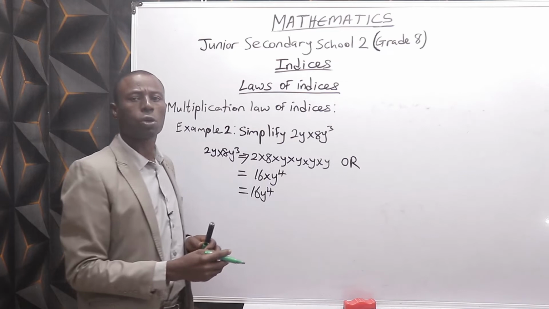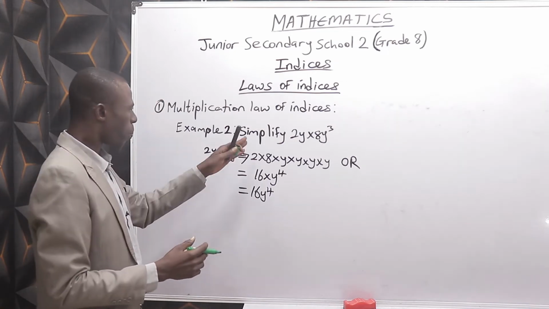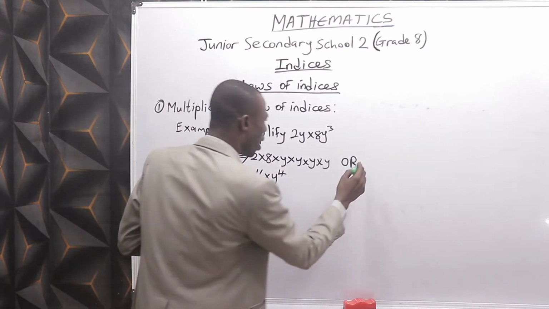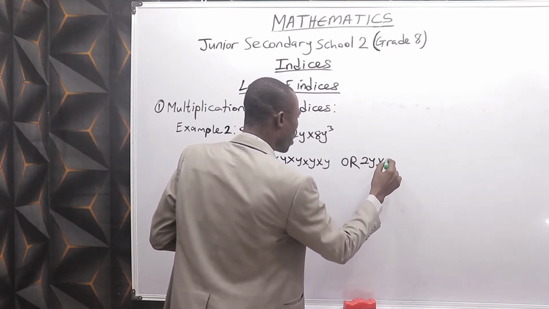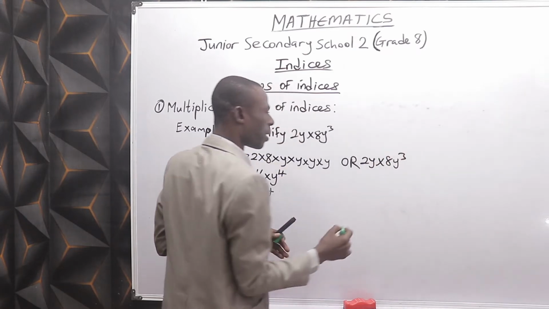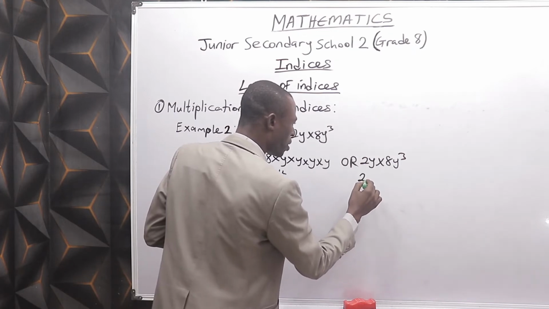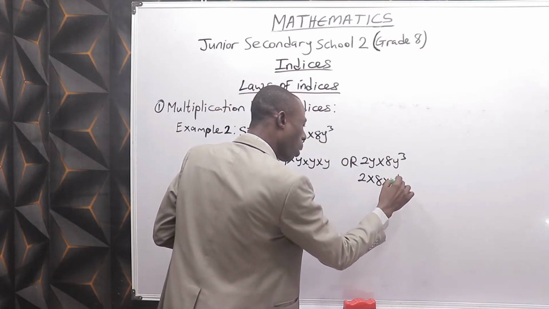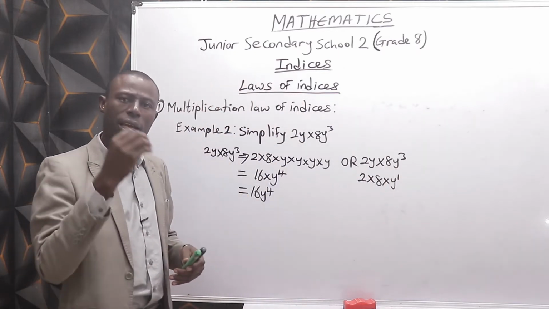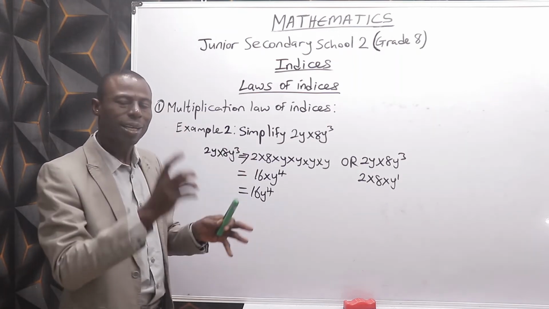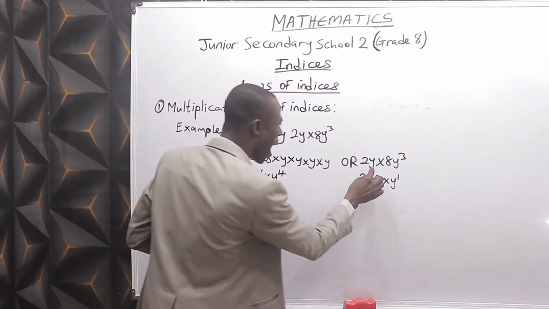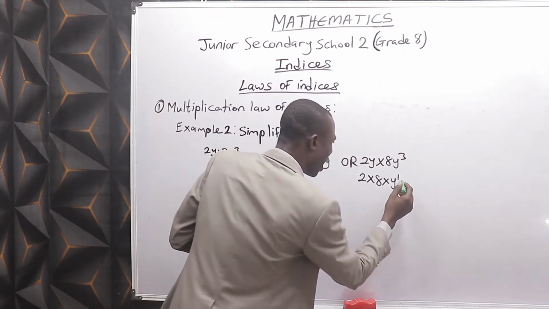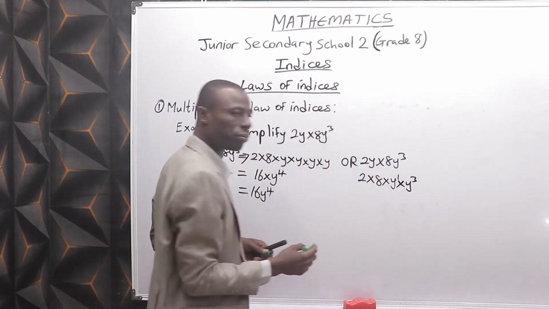Or if you choose to use the other method, that is simplifying it by adding the indices. So we have 2y times 8y raised to power 3. In this, you first separate the figures. 2 times 8 times y raised to power 1. When you see a variable without power, power 1 is on it. Variable y is without power, power 1 is on it. So make it visible. Times y raised to power 3.